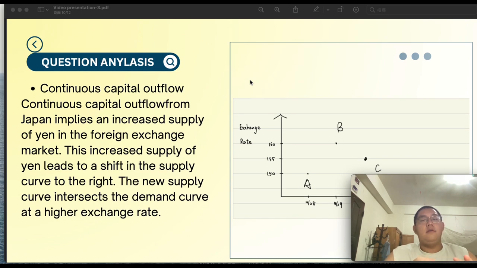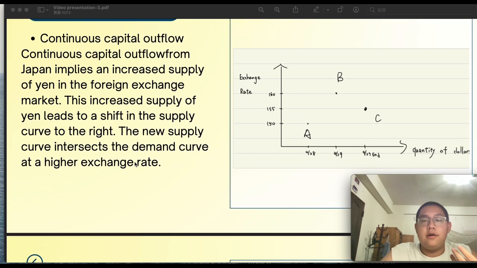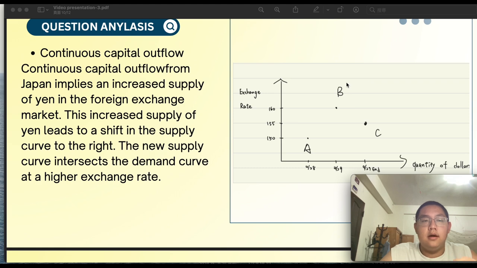First, we can talk about the continuous capital outflow. Continuous capital outflow from Japan implies an increased supply of yen in the foreign exchange market. Therefore, this increased supply of yen leads to a shift in the supply curve to the right, and the new supply curve intersects the demand curve at a higher exchange rate. So you can see the B. So we can see the yen move from A to B.